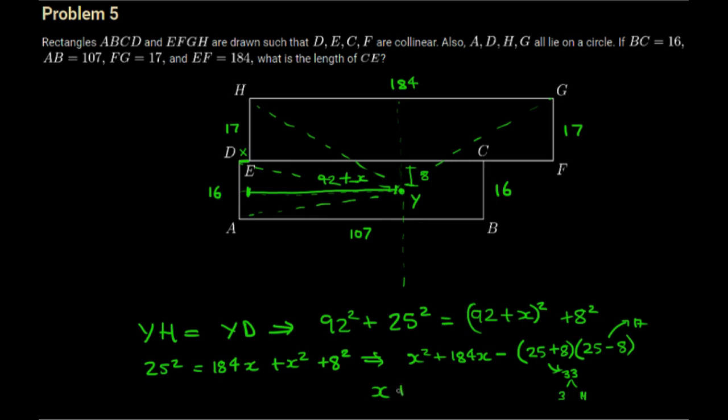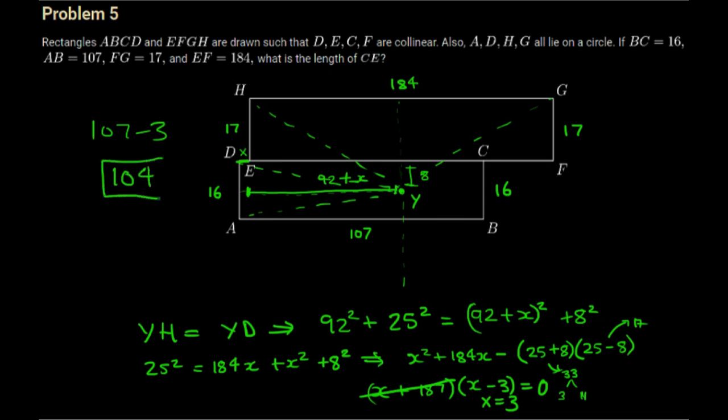So we have x plus 187 times x minus 3 equals 0. Obviously, x is not going to be negative 187, so x equals 3. Now we're done, and we can ignore all this circle stuff. If x equals 3, what is CE equal to? CE is 107 minus 3, so the answer is 104.